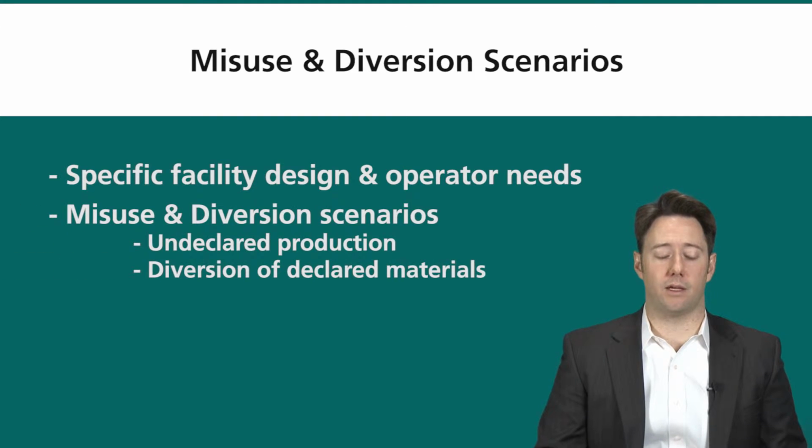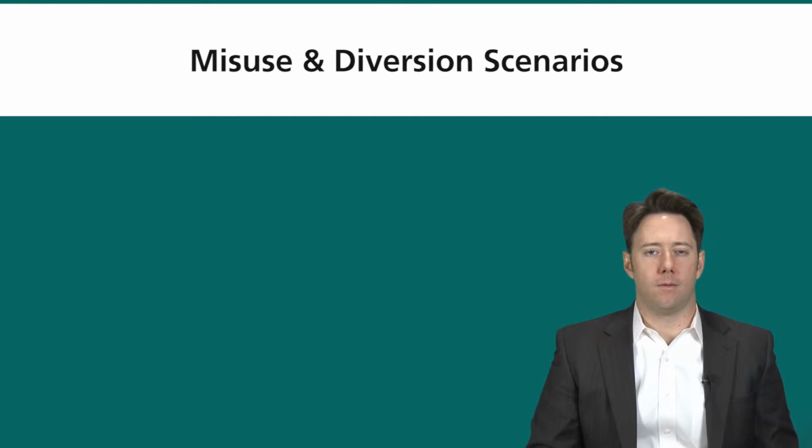And of course, the main concern is the misuse and diversion scenarios of a nuclear facility. And there are two general misuse and diversion scenarios that you're concerned with, and that's undeclared production and diversion of declared materials, which we've talked about before. So let's take a closer look then at specific misuse and diversion scenarios for a nuclear reactor.